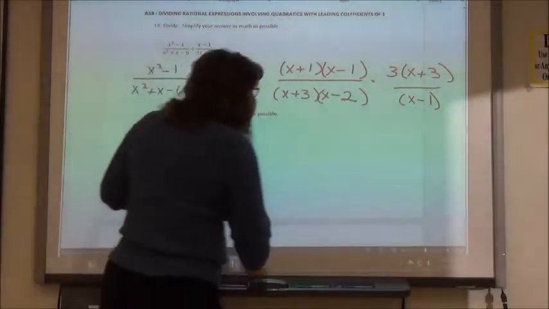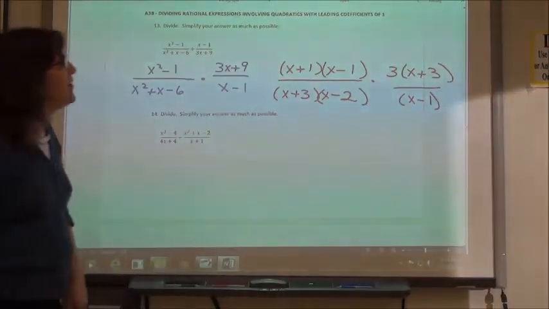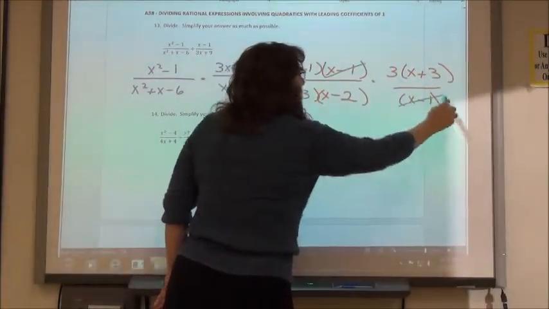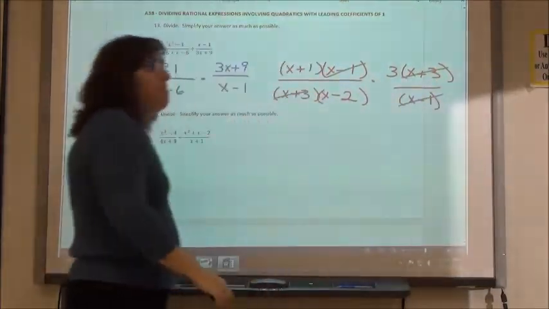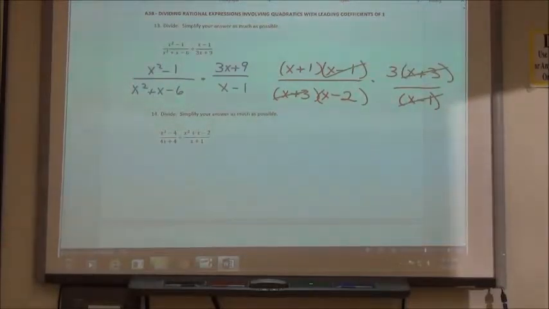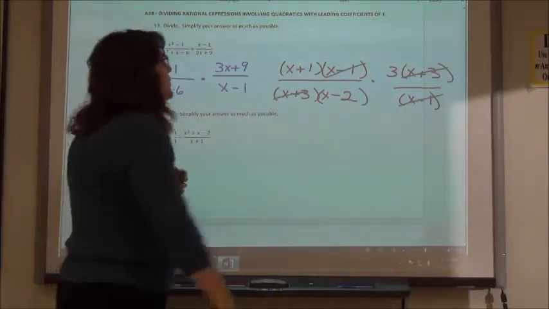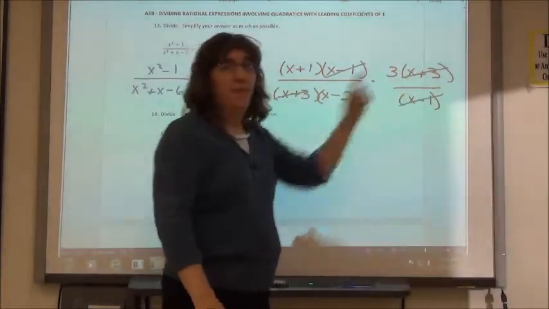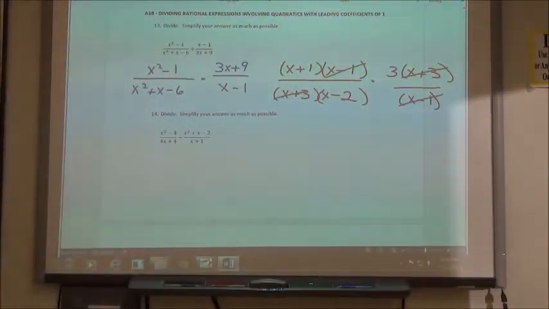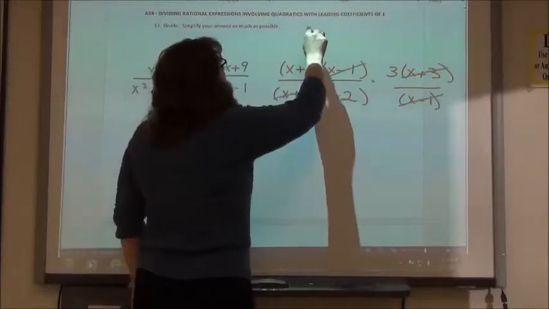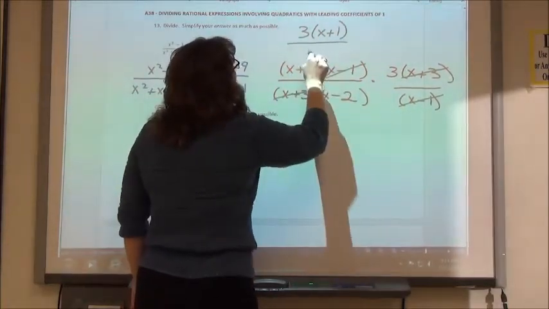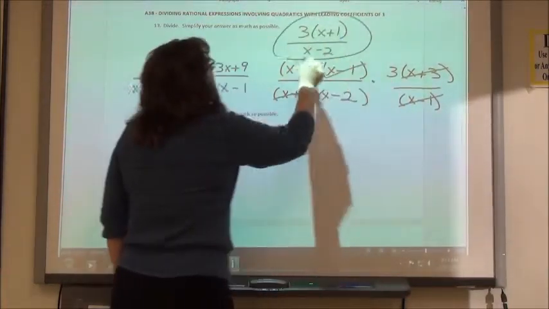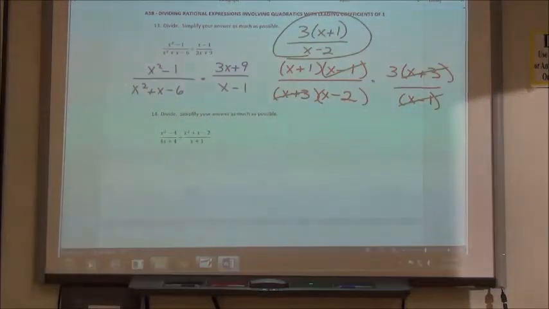And then I'm going to cross off my common factors. So I have a common factor of x minus 1. I have a common factor of x plus 3. Oh, I forgot the 3 number. Okay. And so on the top, we're going to have 3 times x plus 1. On the bottom, just an x minus 2. I'm going to write it up there so I have room for the next one.